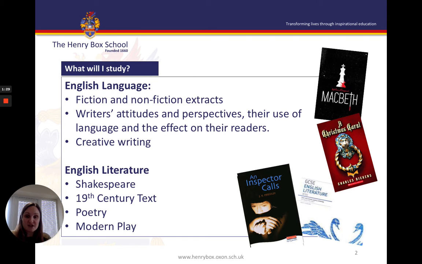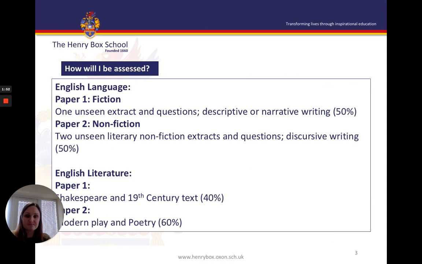For English literature, you look at a Shakespeare text, a 19th century text, some poetry and a modern play. At the moment, you can see the images there on the screen. These are the texts that we currently study. Right now we're studying Macbeth, A Christmas Carol and An Inspector Calls. And the anthology you can see there is a selection of poetry that's provided to us by the exam board. At the moment, the theme is love and relationships.